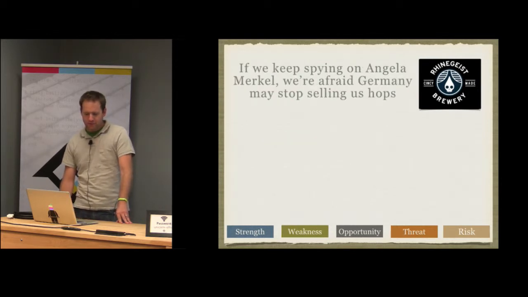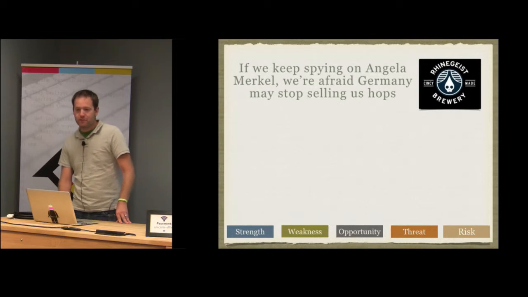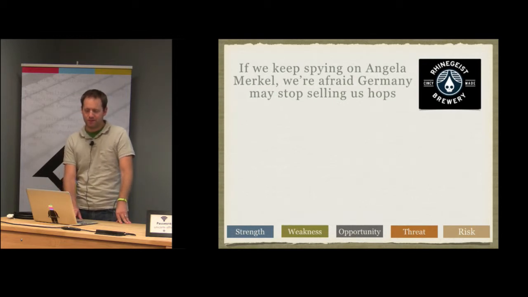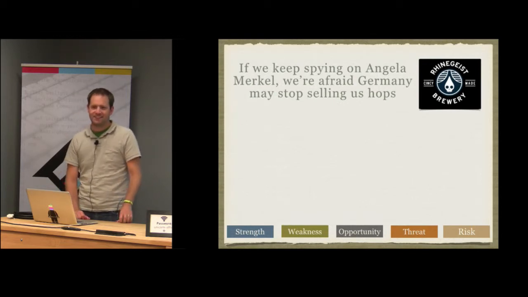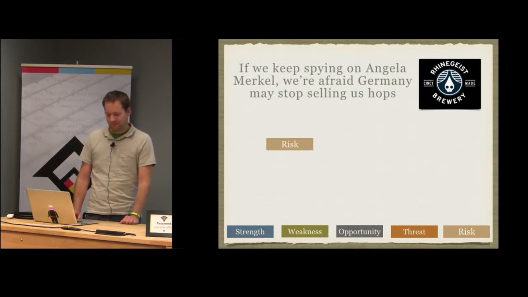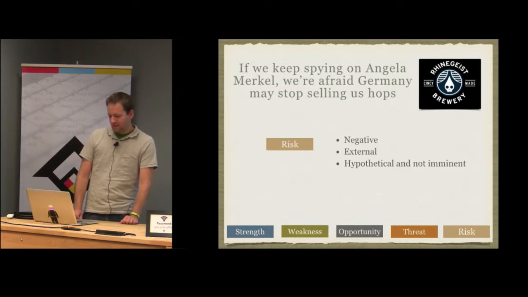If we keep spying on Angela Merkel, we're afraid the Germans might stop selling us hops. Risk. Why is that a risk? External, far away. And risk can be internal or external. It can be positive or negative. It's uncertainty. But in this case, it's definitely both of those.